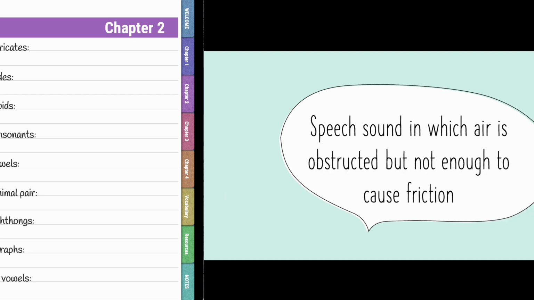Speech sounds in which air is obstructed but not enough to cause friction. This is a liquid. Those are our two liquids, l and r. They mess the sound a lot, but it's not quite to start that vibration or to restrict it in that manner. These ones are the last sounds that students learn how to speak. The l and the r are two of the hardest sounds to say for students.